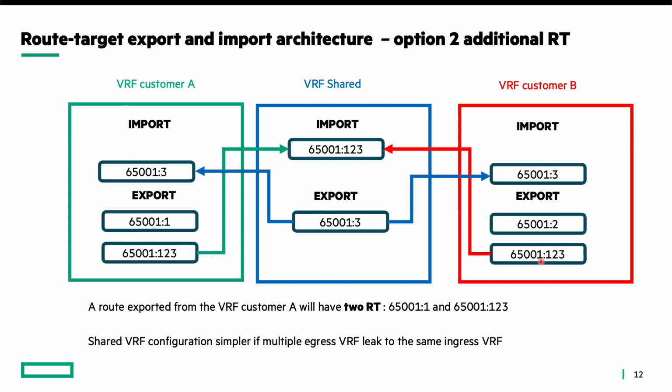An important point in route leaking is that there is no transitivity. A route can be leaked from one VRF to another VRF, but not cascaded to a third VRF. So there is no risk of loops in this case. Here we will add this import.